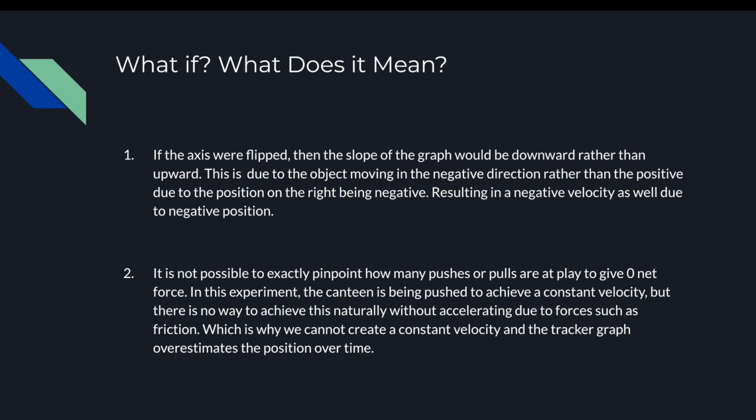And for the second question, it is not possible to exactly pinpoint how many pushes or pulls are at play to give zero net force. In this experiment, the canteen is being pushed to achieve a constant velocity, but there is no way to truly achieve this naturally without accelerating due to external forces such as friction, which is why we cannot create a constant velocity, and the tracker graph is overestimating the position over time.